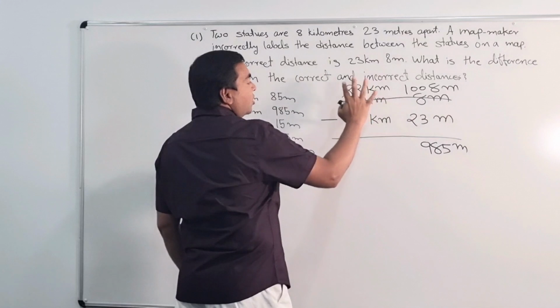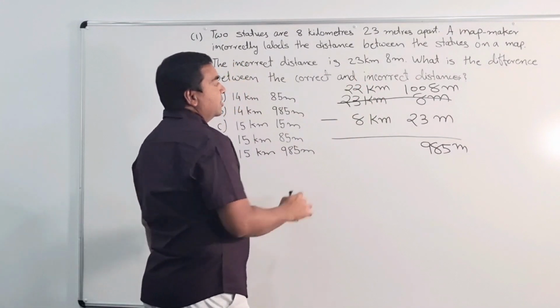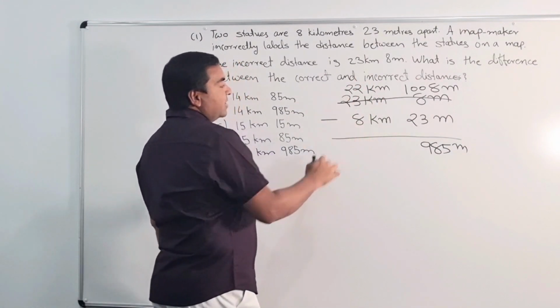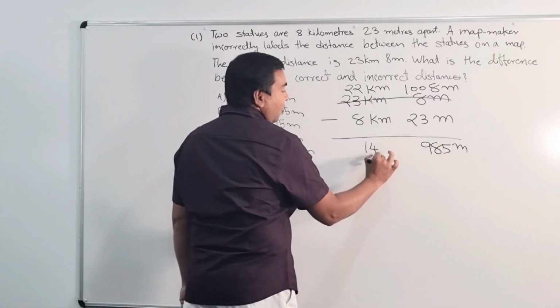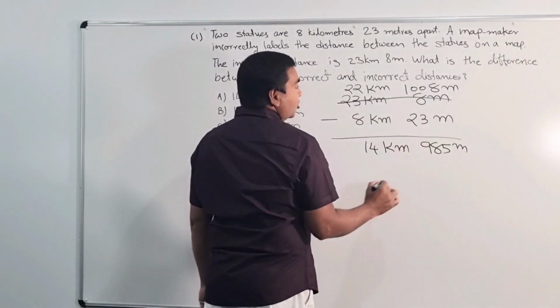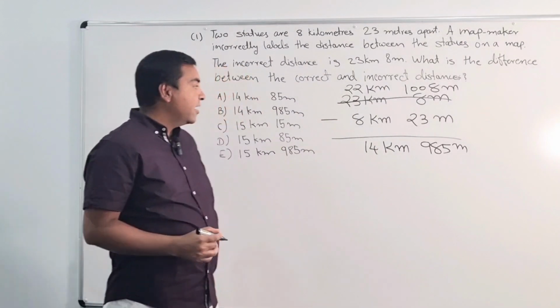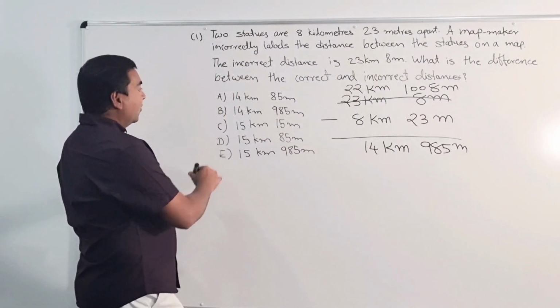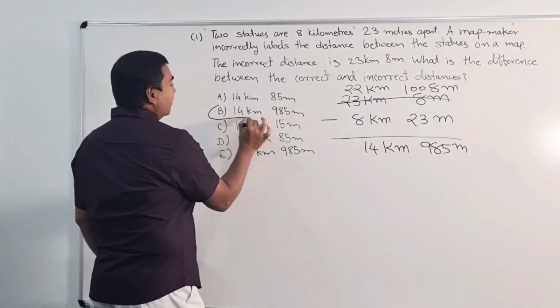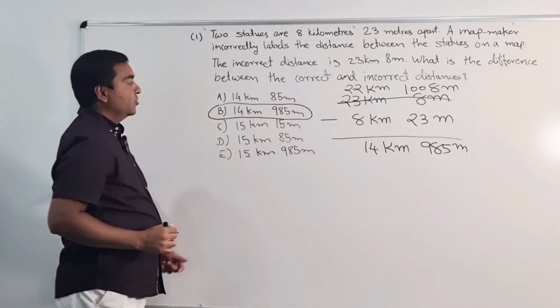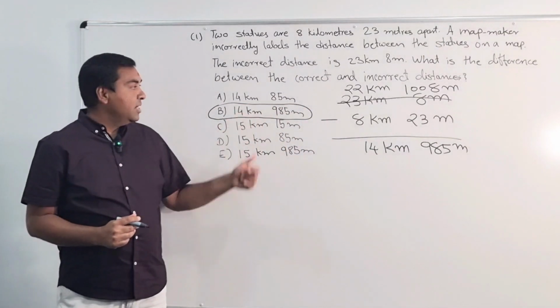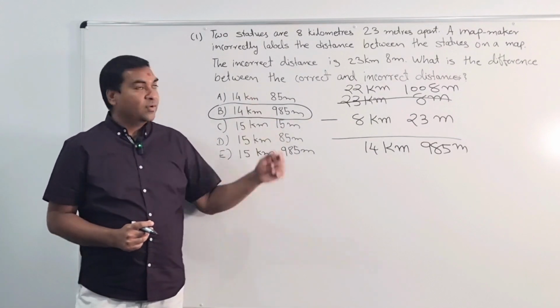So that is my meter. And now 22 kilometer minus 8 kilometer. So 22 minus 8 is going to be 14 kilometer. So my answer is going to be 14 kilometer, 985 meter. That's matching with option number B. So yeah, option B is the correct answer of this question.